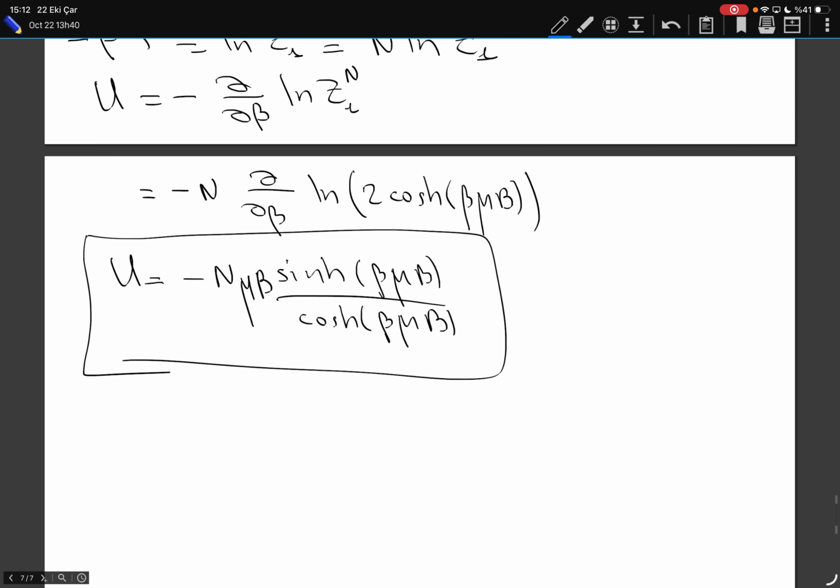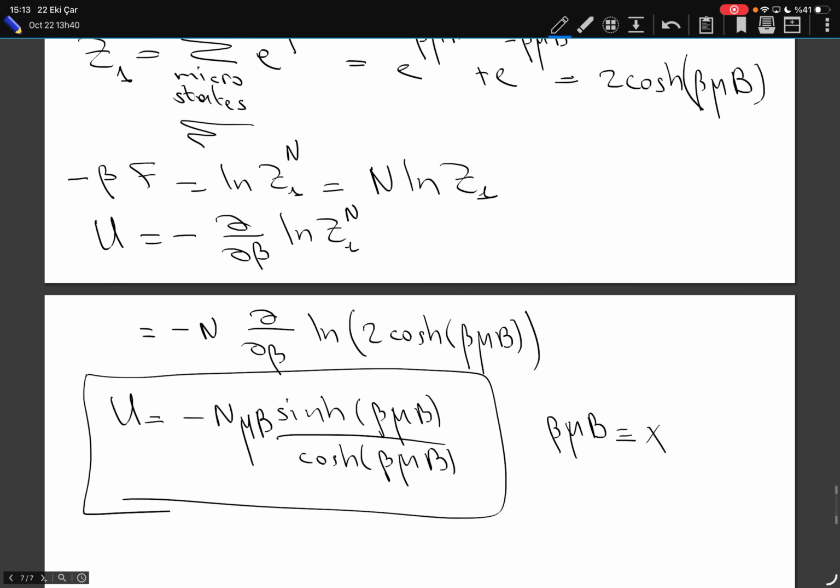Let me again just call beta mu B as my x. Questions? There should be also a 2, but which 2? This 2, in general, yeah. Well, you see, the logarithm of 2 times that cosine hyperbolic is the logarithm of 2 plus the logarithm of the cosine hyperbolic. If you take the derivative of either, you can think of it like that, but if you would like to put the 2's, I have 2 sine hyperbolic divided by 2 cosine hyperbolic. Again, 2's cancel. Sorry.